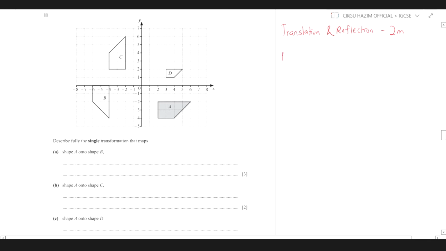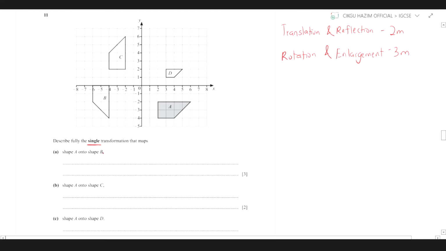And for rotation and enlargement, it's supposed to be 3 marks. Why? Because there are 3 important pieces of information inside the rotation and enlargement description. So describe fully the single transformation. What does single mean? It only transforms one time. It's not a double transformation here, only single. So a single transformation that maps shape A onto B.